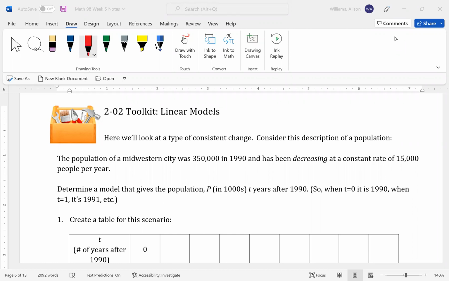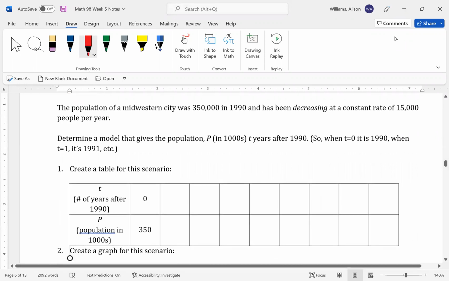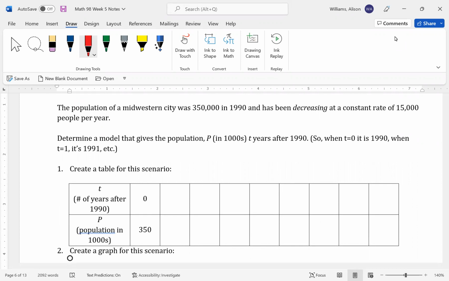The population of a Midwestern city is 350,000 in 1990 and has been decreasing at a constant rate of 15,000 people per year. We're going to figure out a model that gives us the population after 1990. So the idea is when t equals 0, we're talking about years after 1990. So when you say t equals 0, that's literally 1990. When t equals 1, that's referring to 1991. And they're going to do the population in thousands. So when we label things on the table, 0 is referring to the year 1990, and 350 is representing 350,000 in the year 1990.